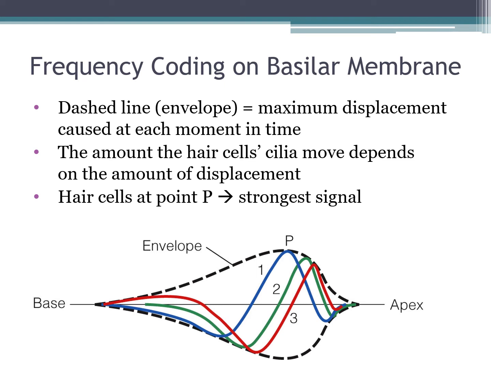So the hair cells at point P are going to be sending the strongest signal, which again gives us this tonotopic map, that there's a certain place on the basilar membrane. In this case, when we see 1 in that peak, that's going to give us particular frequency information, a particular pitch.